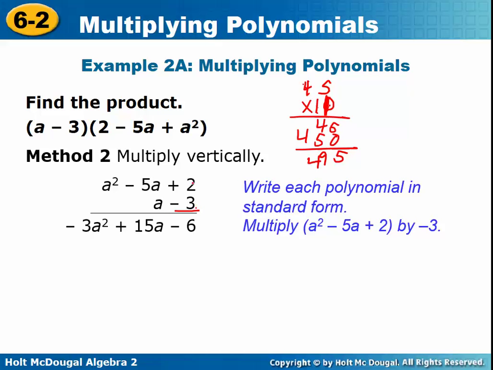So we're going to go negative 3 times 2 is negative 6. And then we go negative 3 times negative 5a, and that's 15a. And then you go negative 3 times a squared, and that's negative 3a squared.